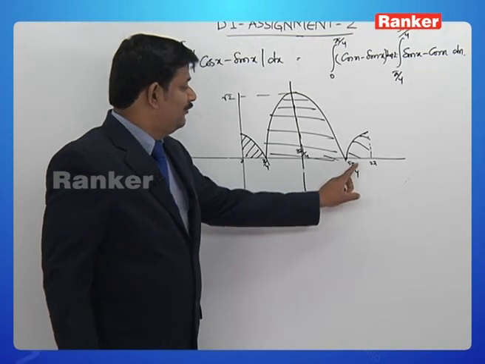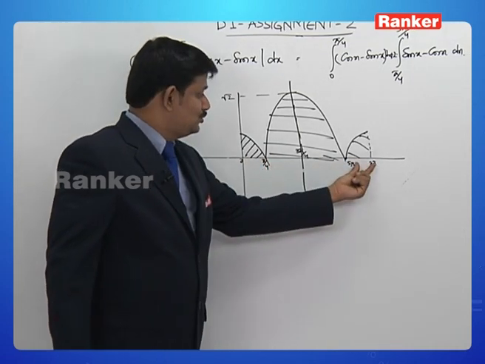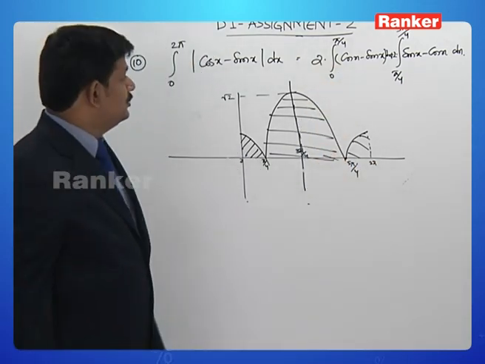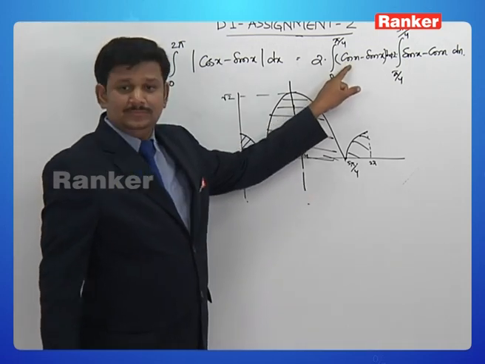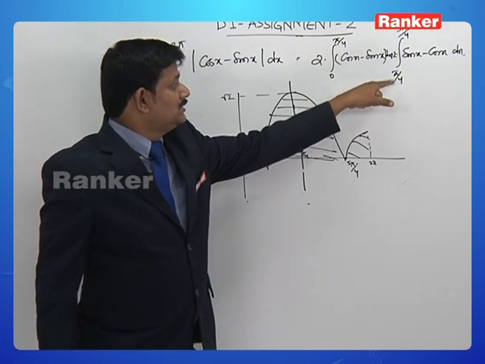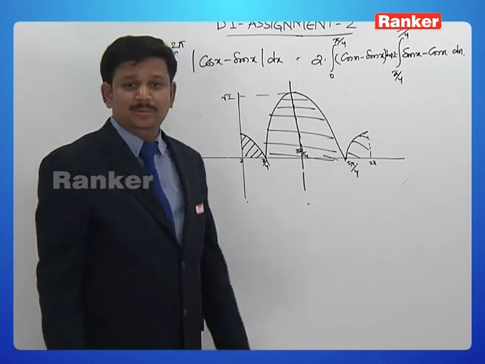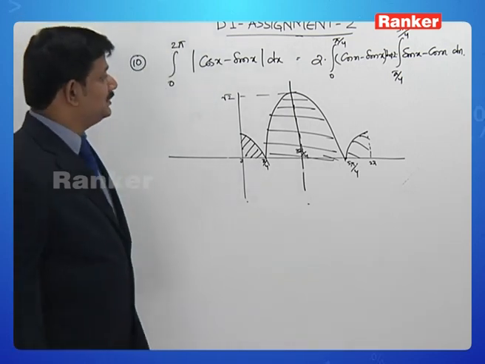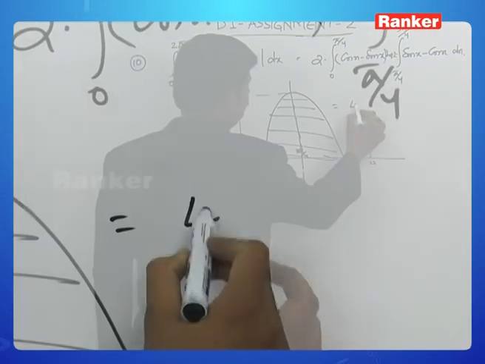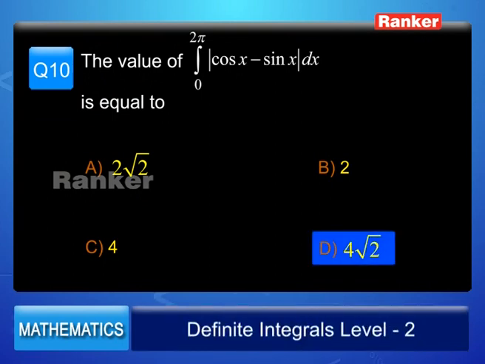And again from 5 pi by 4 to 2 pi, the area is the same as this. These two areas are one and the same. So, again I can multiply by 2 here. So, all integrals are simple. Integral cos x from 0 to pi by 4, integral sin x from 0 to pi by 4, integral sin x from pi by 4 to 3 pi by 4, and integral cos x from pi by 4 to 3 pi by 4. So, evaluating these integrals, we get the answer to be 4 root 2. So, answer is 4 root 2, which is option D.